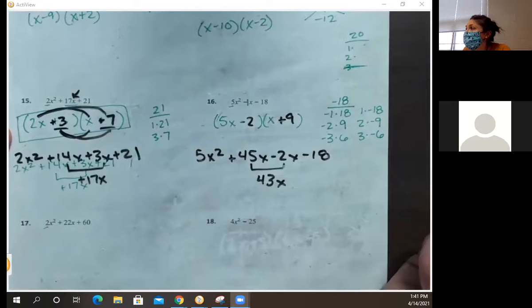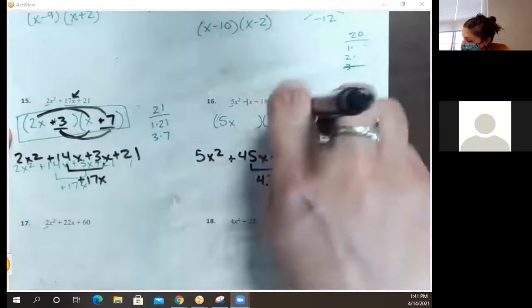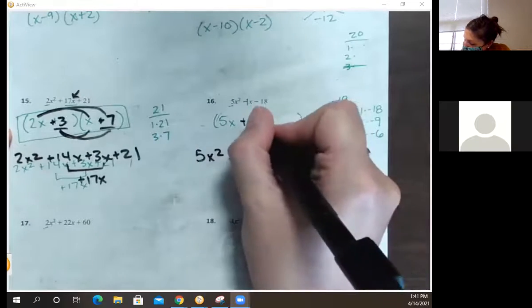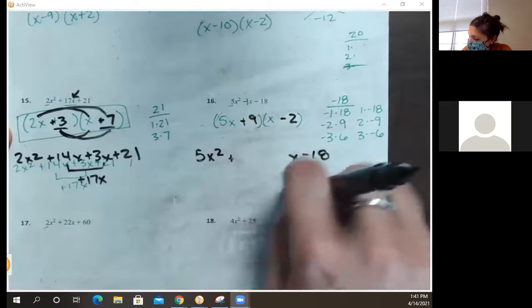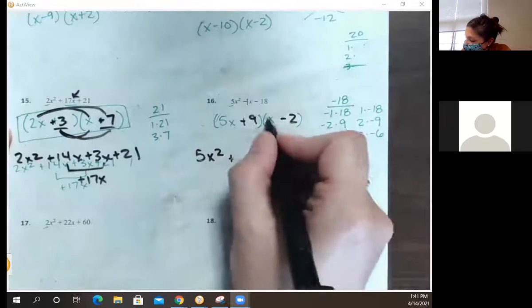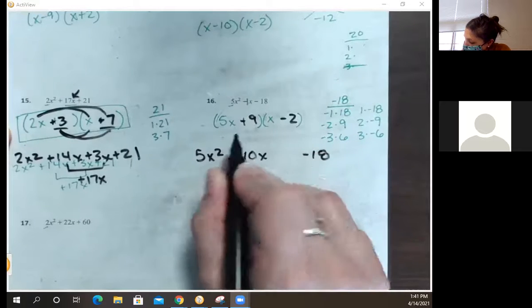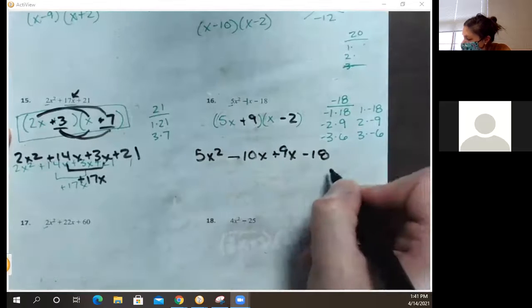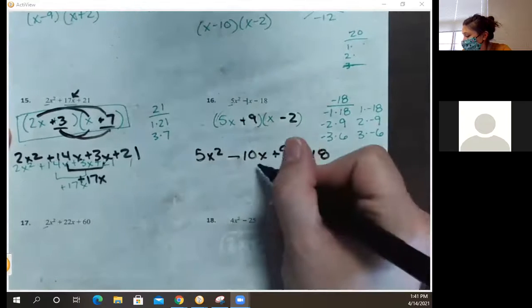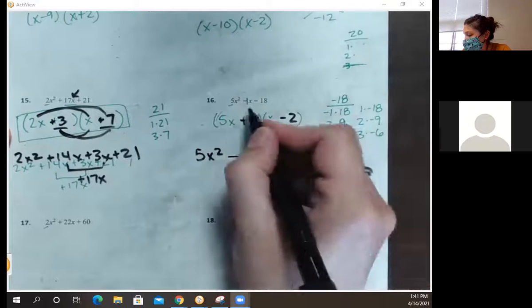This arrangement didn't work. So I'm going to swap these. I'm going to do 5x plus 9 times x minus 2. And I'll see what I get in the middle. So 5x squared minus 10x plus 9x minus 18. In the middle with this arrangement, I would get negative 1x. And that's what I wanted.